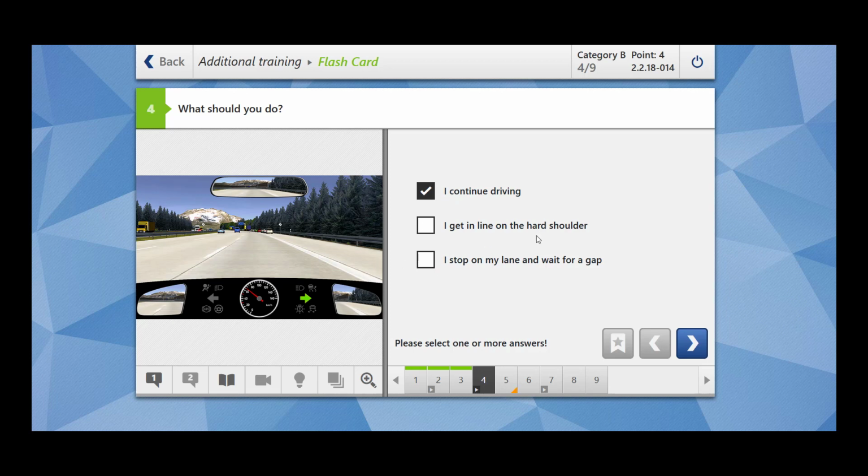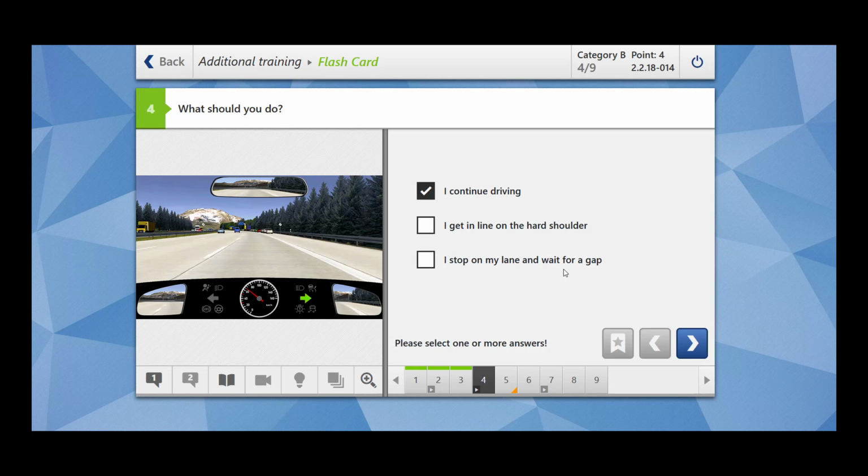"I get in line on the hard shoulder." No, this is not meant for you. This is the wrong option. So you have to continue driving. "I stop on the lane and wait for a gap." This could be very dangerous because you are still in the right-hand lane. So if you stop on the lane and wait for a gap, this is also a wrong thing to do.